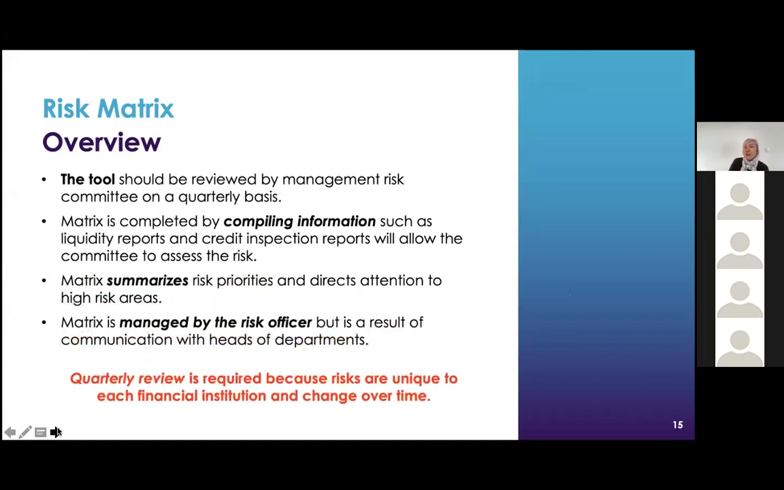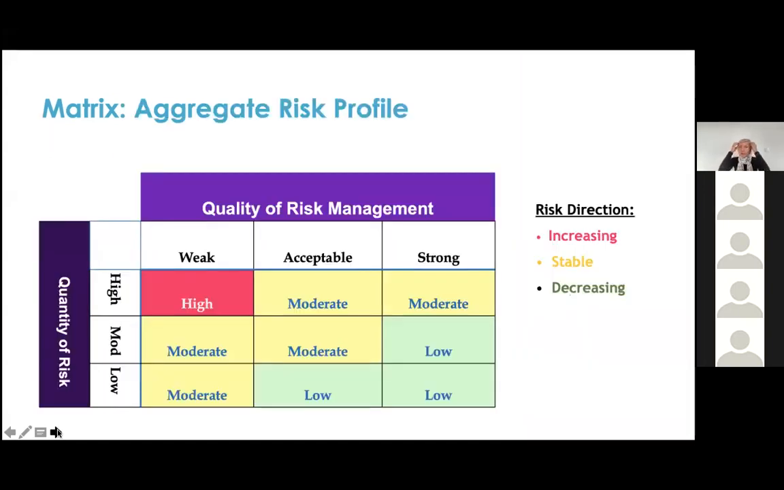That's why there has to be a minimum of a quarterly review. So this is how we're looking at the risk profile. And again, you're going to get an example of one as a handout, but I just want to give you a little bit of an overview of what this looks like. So we look at the quantity of risk and the quality of risk management. To be quite honest, the quantity of risk is how much financial impact this will have on the institution. And the quality of risk management is the oversight and the policies and procedures to control that risk.